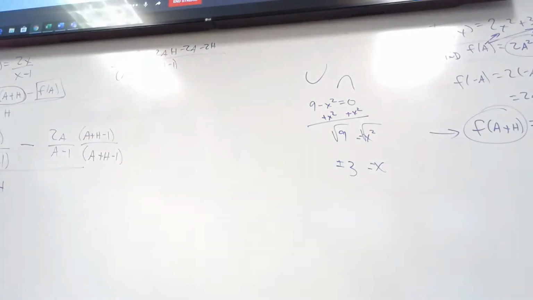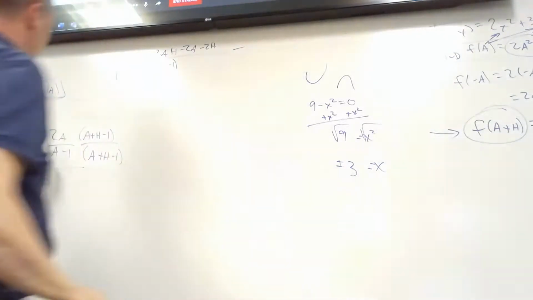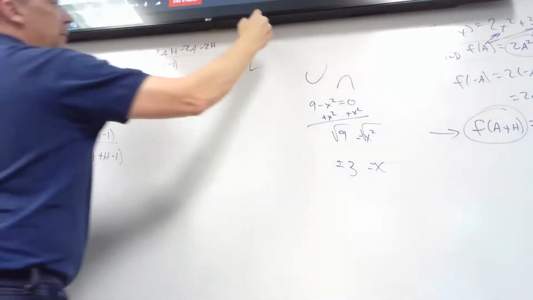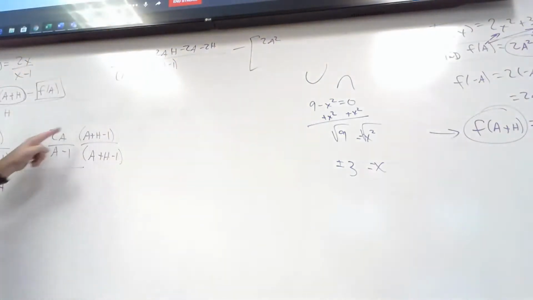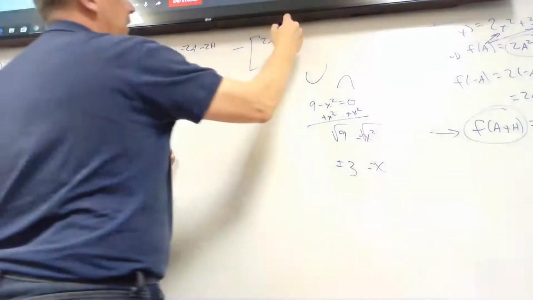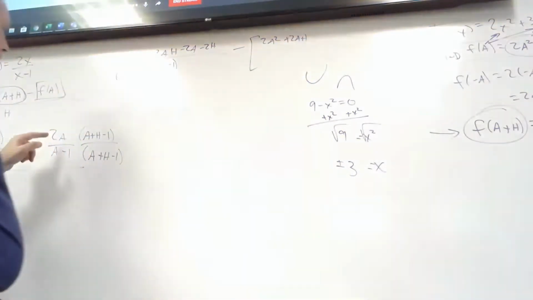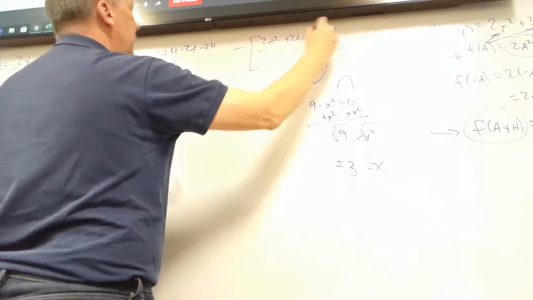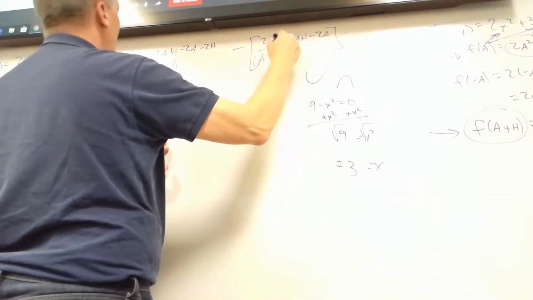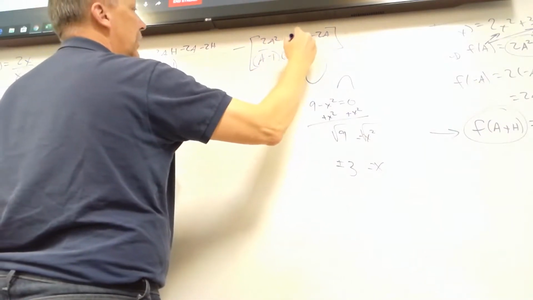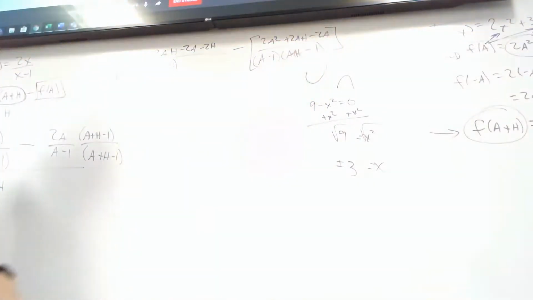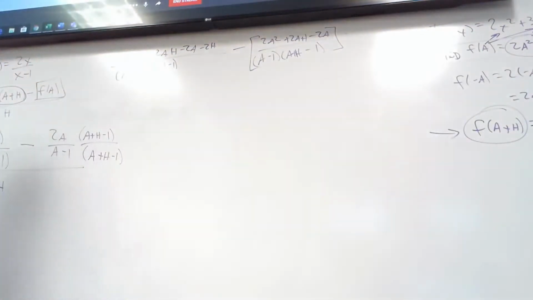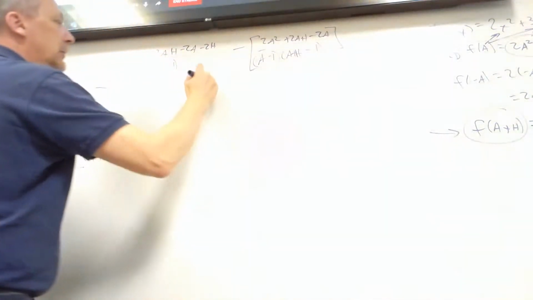Okay? Now I need to subtract off 2a times a, 2a squared, 2a times h, 2ah, 2a times negative 1, negative 2a, same denominator, a minus 1, a plus h minus 1. Okay? All right, and then the whole thing is divided by h.